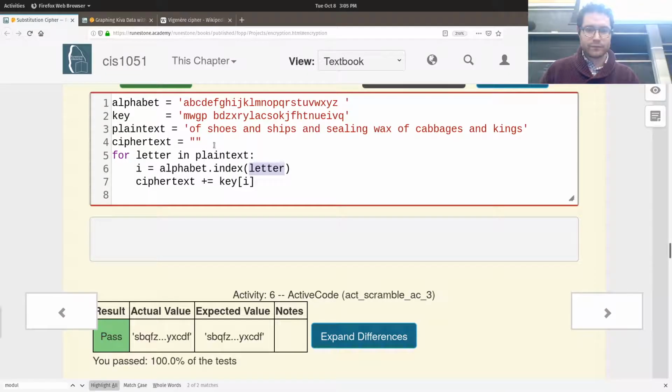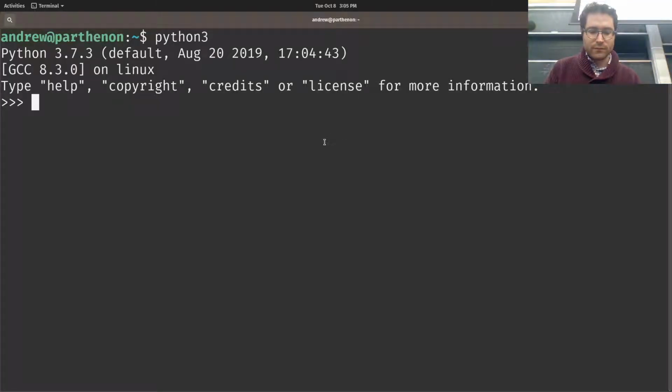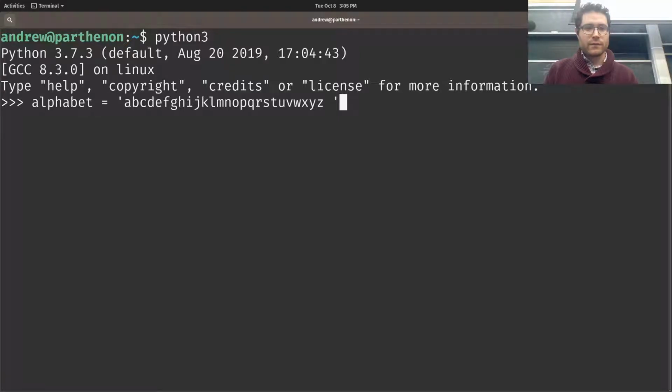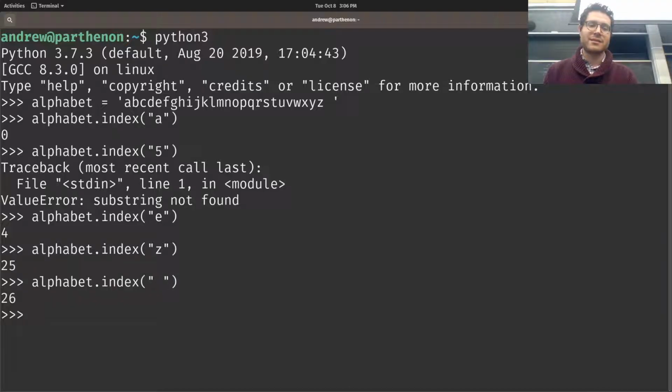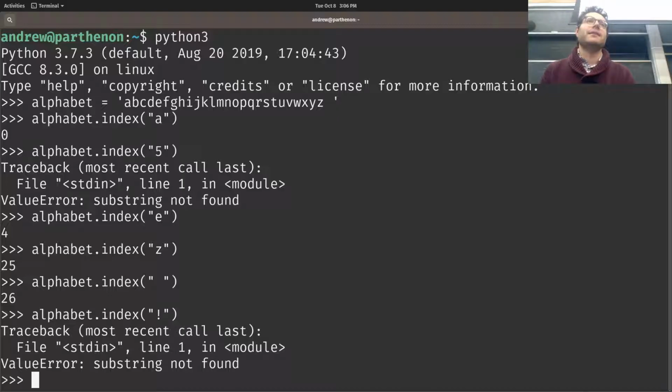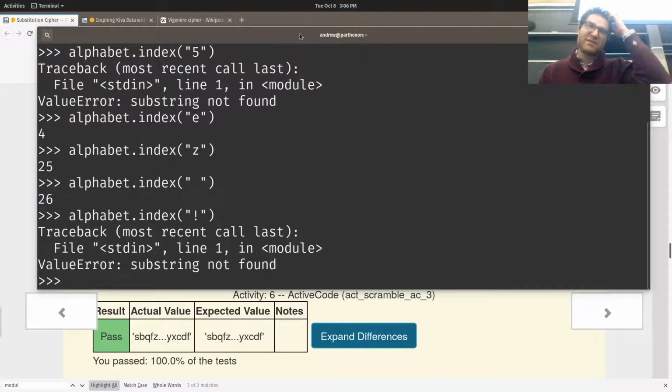Python 3. Let's go ahead and steal this. Okay, alphabet.index of A returns 0. Alphabet.index of F returns 5. Alphabet.index of E returns 4, right? So I'm asking, where's this letter in the string alphabet? Z, that's at index 25. Space, 26. Exclamation point isn't anywhere. Make sense what the index function does?